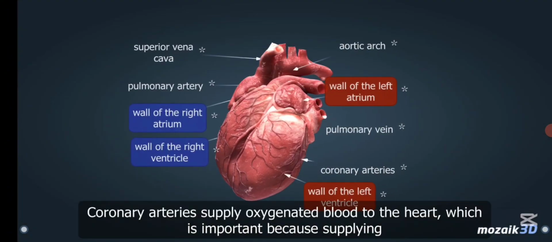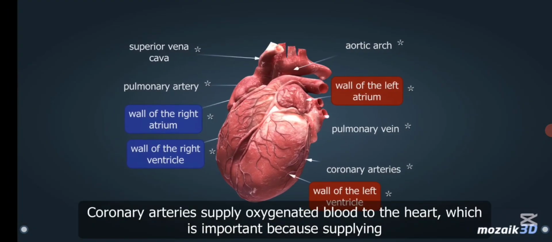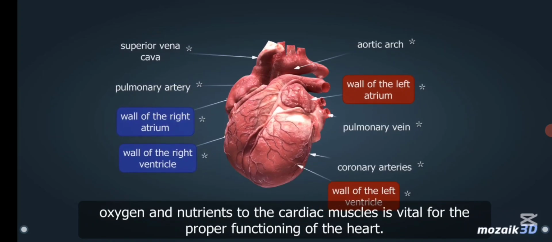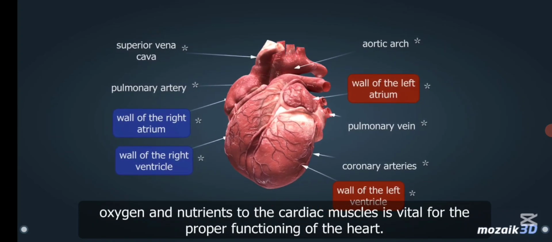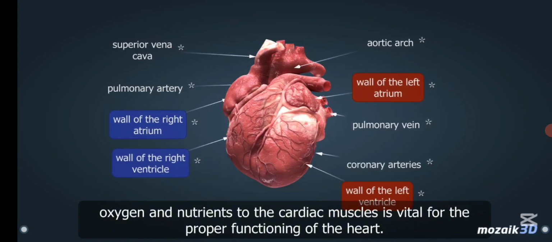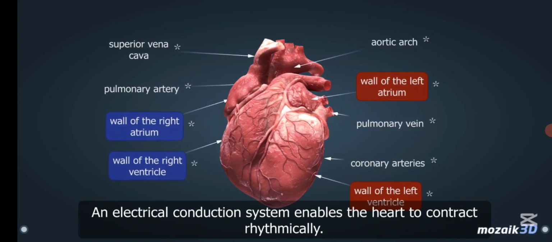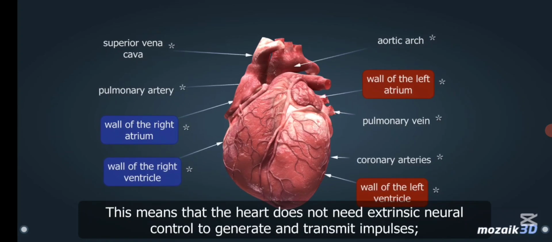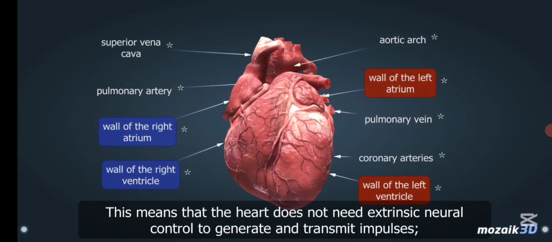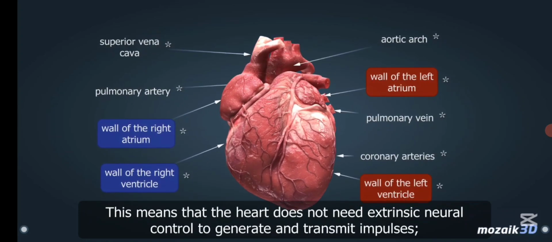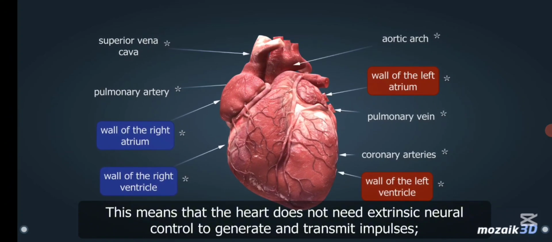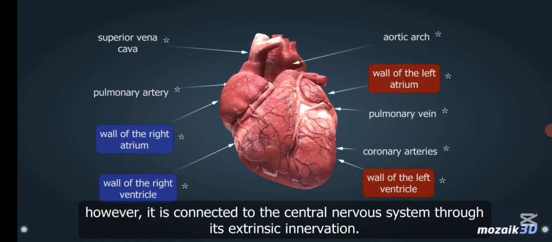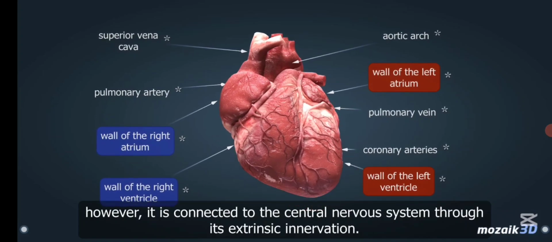Coronary arteries supply oxygenated blood to the heart, which is important because supplying oxygen and nutrients to the cardiac muscles is vital for the proper functioning of the heart. An electrical conduction system enables the heart to contract rhythmically. This means that the heart does not need extrinsic neural control to generate and transmit impulses. However, it is connected to the central nervous system through its extrinsic innervation.